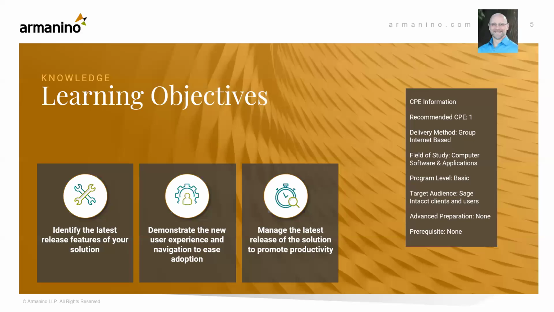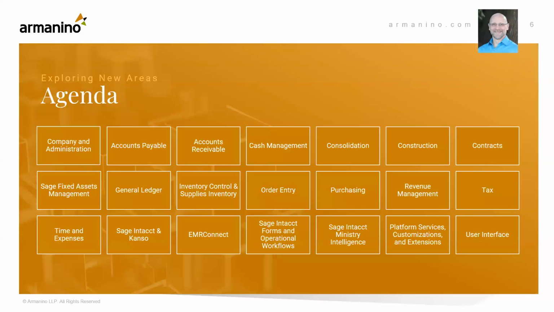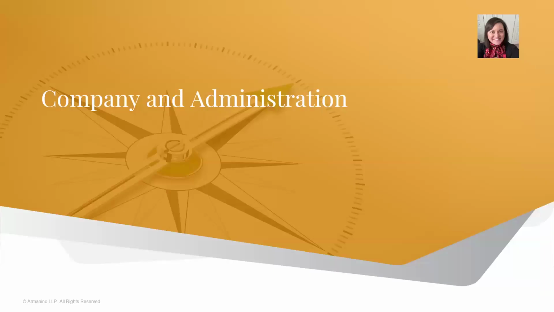And moving on to the agenda, we're going to go over all these lovely areas of Sage Intacct: company administration, AP, AR, cash management, consolidation, construction, contracts, Sage fixed assets management, GL, inventory control and supplies inventory, order entry, purchasing, revenue management, tax, time and expense. Some new stuff: Sage Intacct and Conso, EMR Connect, Sage Intacct forms and operational workflows, Sage Intacct Ministry Intelligence, platform services, customizations, and extensions. And finally, we'll end with the user interface. Jen, take it away. All right.